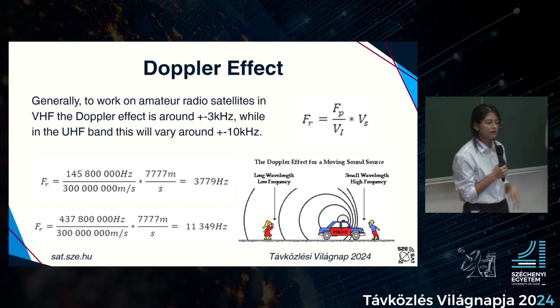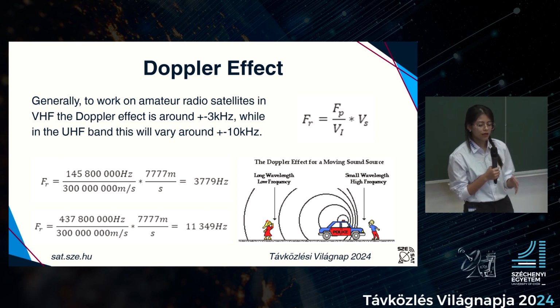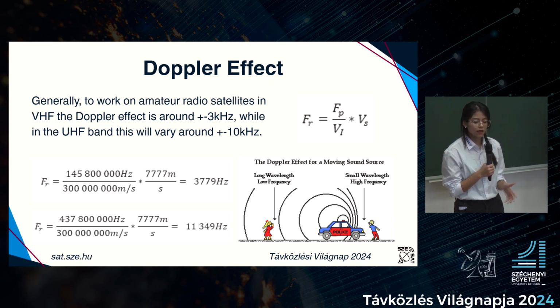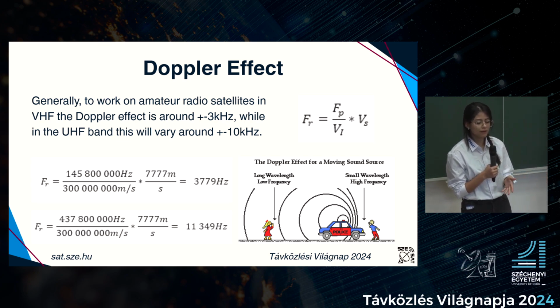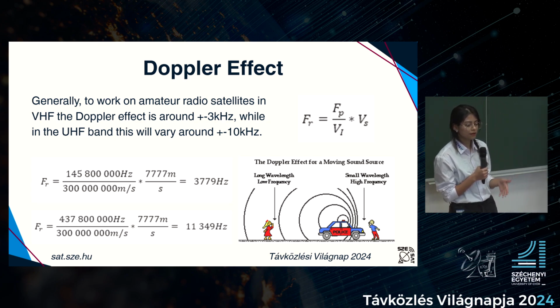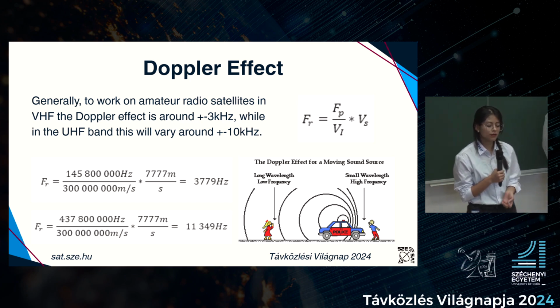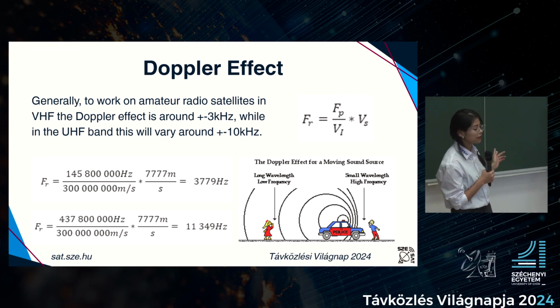Next. Another factor that influences the communication is the Doppler effect. This involves the variation of the wavelength of any type of wave emitted or received by a moving object. This formula allows us to calculate the maximum frequency shift with respect to the carrier frequency emitted or received by a satellite. With this formula, we use the frequency for uplink and downlink, the speed of light, and the speed of the satellite. In this case, the speed of the ISS is 7,777 meters per second. And we found the values that you can see here on the slide.